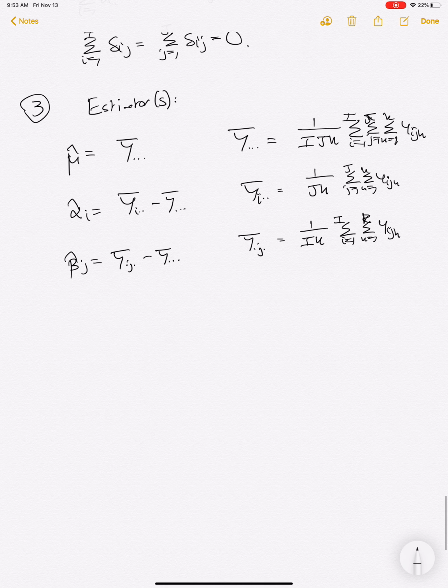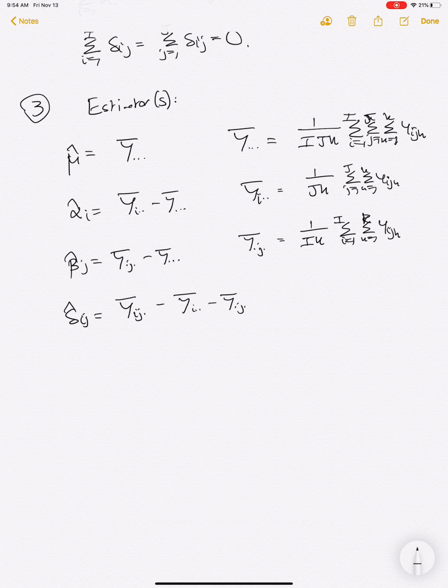Okay. And so now comes the new thing for this two-way case where k is bigger than 1. We have this delta hat ij, which, as you might expect, has one term that is y bar ij dot. But then we need to subtract off the effect of group A, which is going to be y bar i dot dot, and then we're going to subtract off the effect of group B.